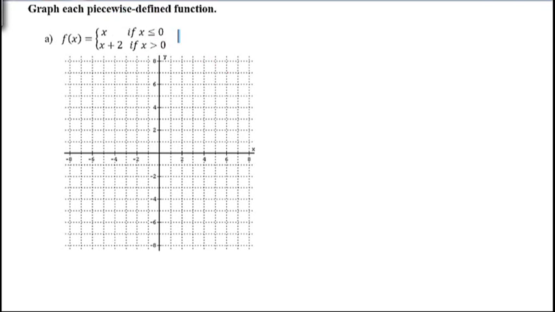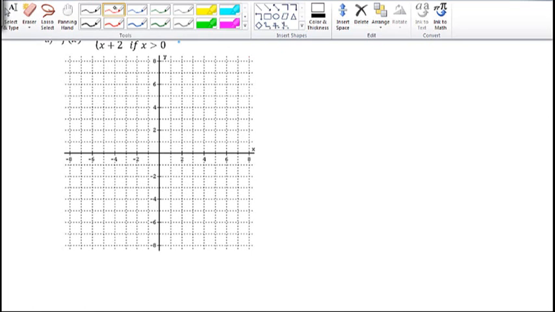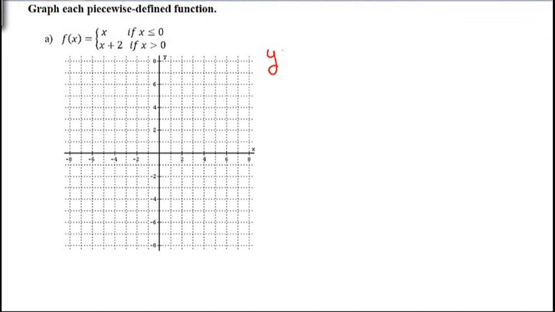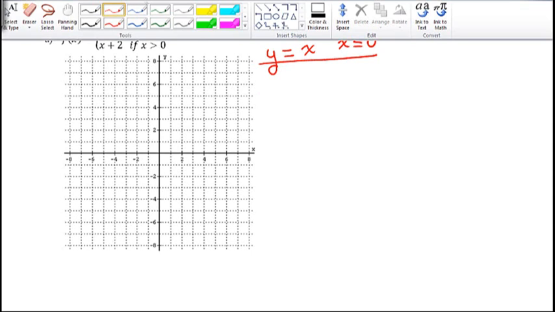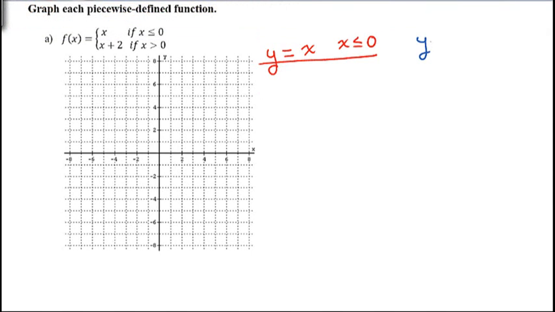We're going to take a look at how to graph this, and then we're also going to find the domain and the range of the graph. The most important thing to do is graph these in pieces, and instead of using function notation, I'll just use regular equation notation. So we have y equals x. We're going to use this if x is less than or equal to 0. That's one piece that we need to graph. The other piece is y equals x plus 2, and we'll be graphing that when x is strictly greater than 0.